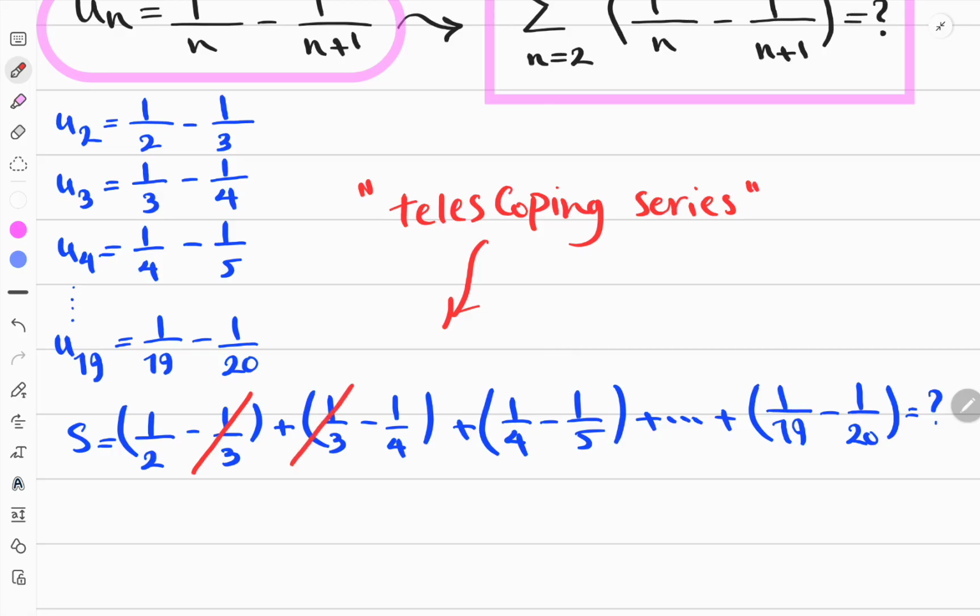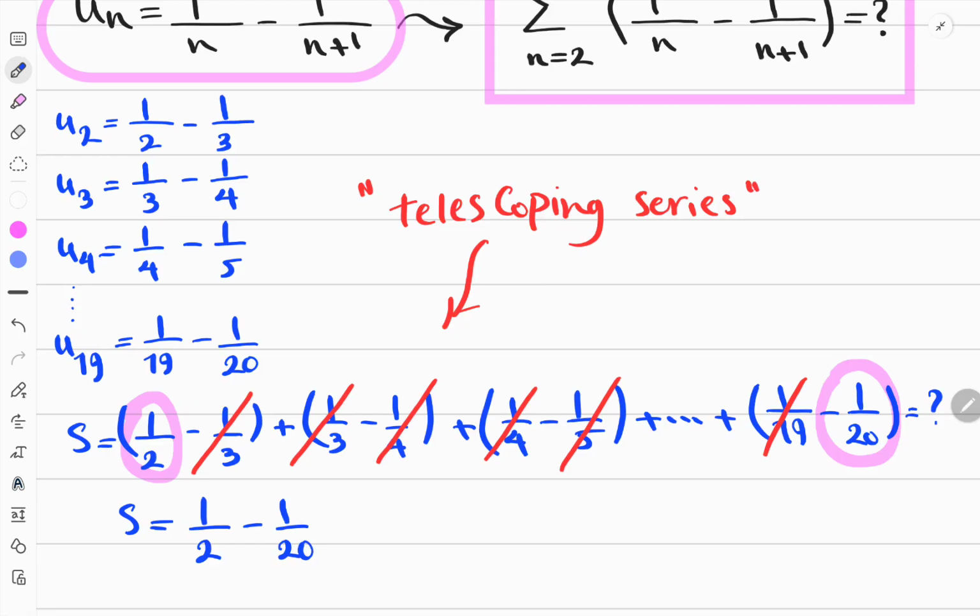Negative 1/3, positive 1/3, negative 1/4, positive 1/4. And if you continue this, we can get rid of all of these terms. After cancellation, we are left with just the first and last terms, 1 over 2 and minus 1 over 20. So S equals 1 over 2 minus 1 over 20. If you compute this value, we get 9 over 20, which can be written as 45 hundredths, which is the final answer.